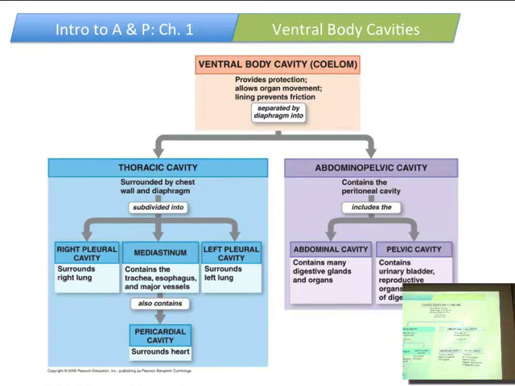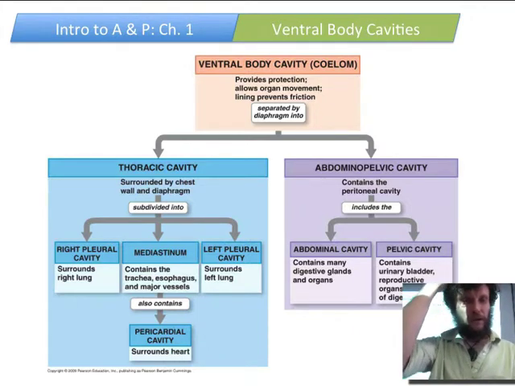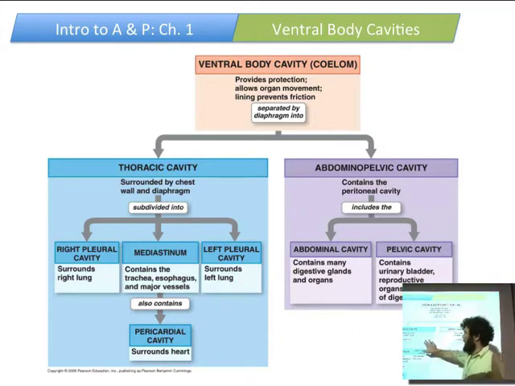Diaphragm right here. This is a muscular sheet that runs from the back side of the body wall up and over beneath the lungs in the rib cage and separates the thoracic cavity of the thorax from the abdominal cavity, the abdominal pelvic cavity, pardon me, of the abdominal pelvic region. So first, the thoracic cavity is subdivided into all these regions.